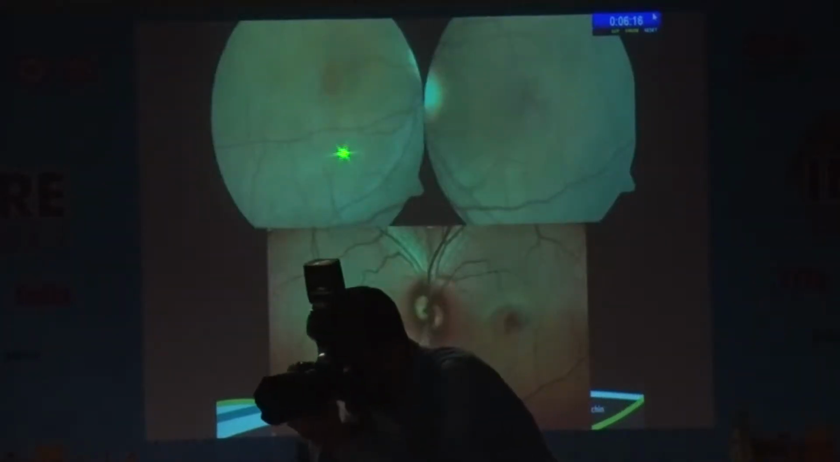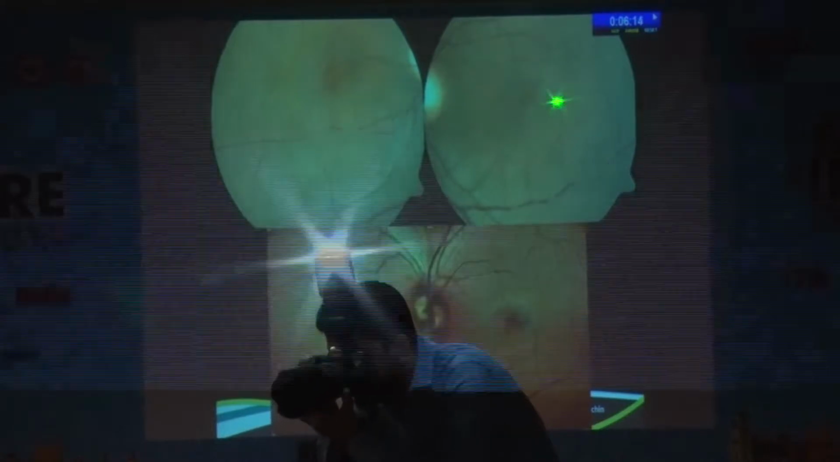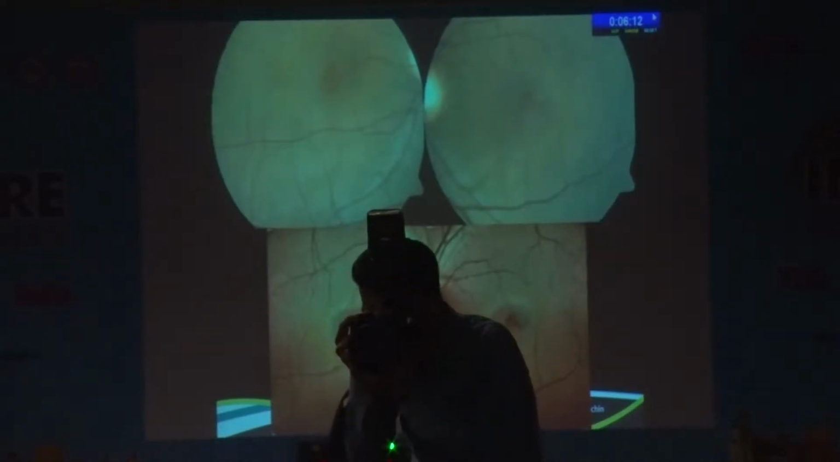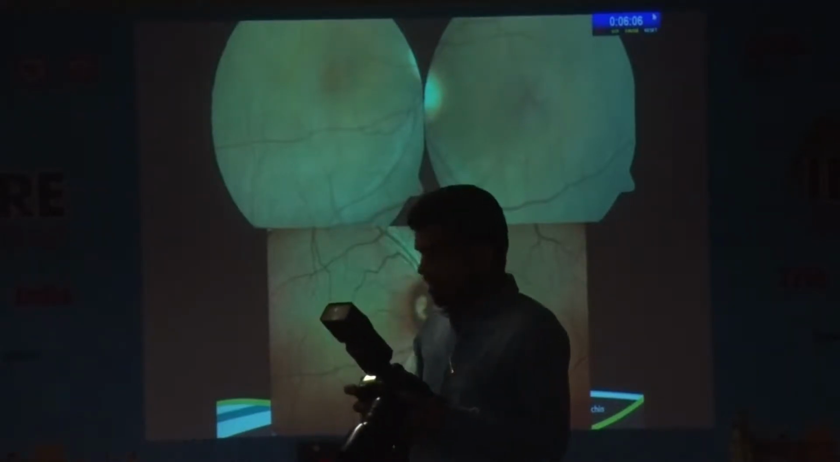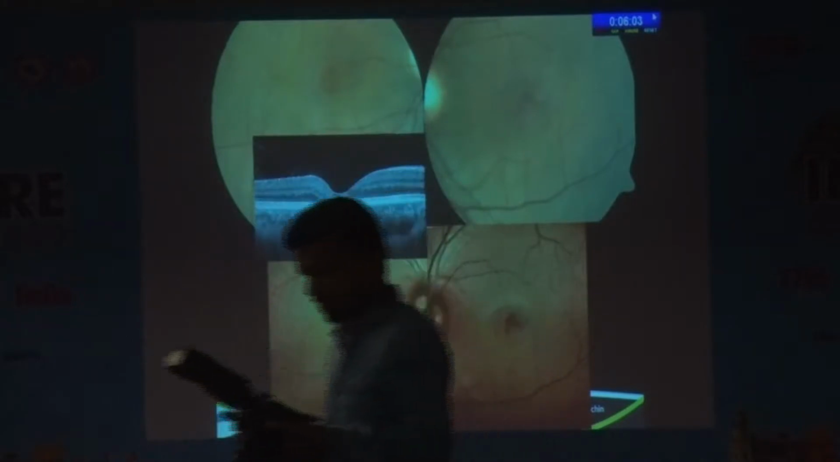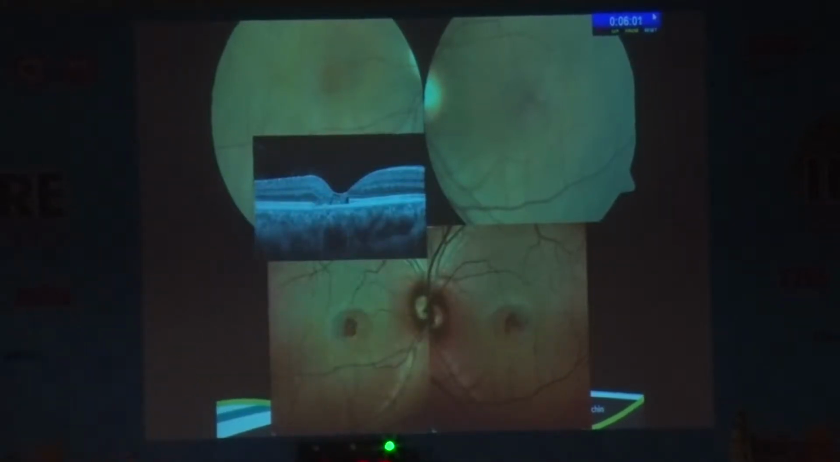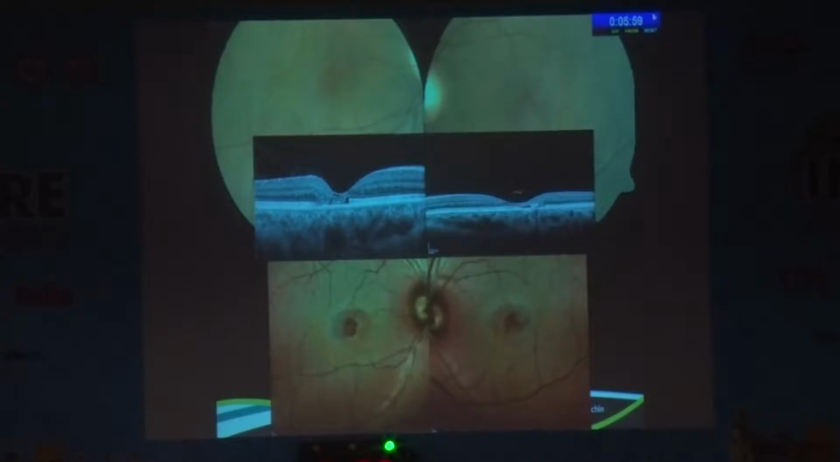Here is another example, apparently looking normal except for a few pigmentation changes. This is a patient with MACTEL, non-proliferative. You can see the increased red reflectance in the perifoveal region, which corresponds to the OCT ellipsoid zone abnormality that you see in the retina in both eyes.